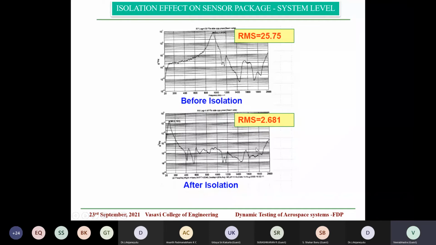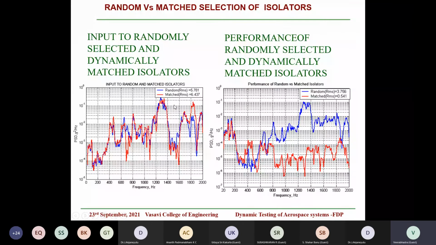And sometimes, as I was telling, poorly used isolators are bad. For example, if you are using a number of isolators in a system, say 4 mounting points, then you have to use dynamically matched isolators. What we mean is that the natural frequencies of all 4 isolators are very close; then it is good. If you don't use dynamically matched isolators, you will have more problems. In one such case, the input is the same but the response has amplified, and in the other case, where we used dynamically matched isolators, we have a much lower response after isolation.